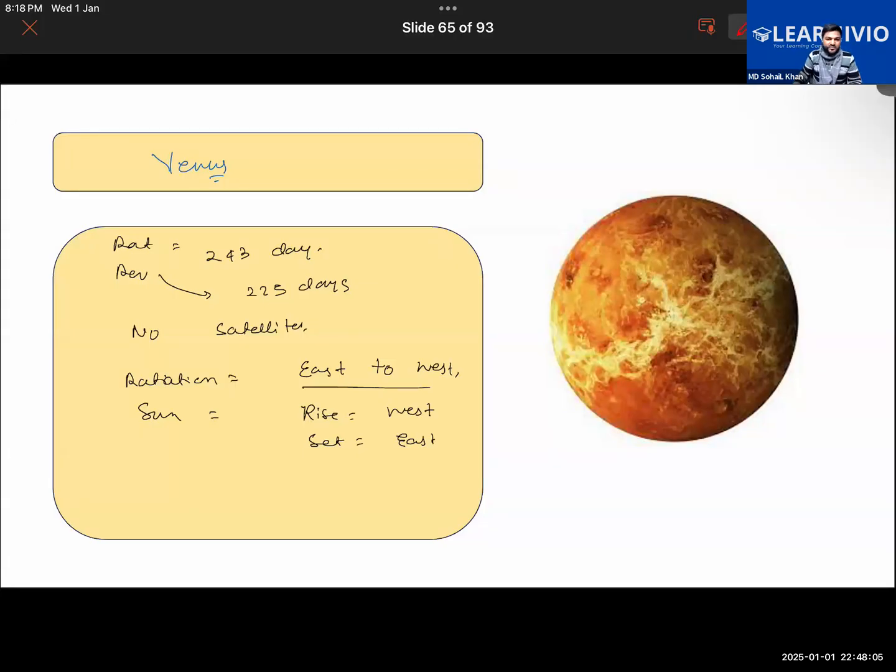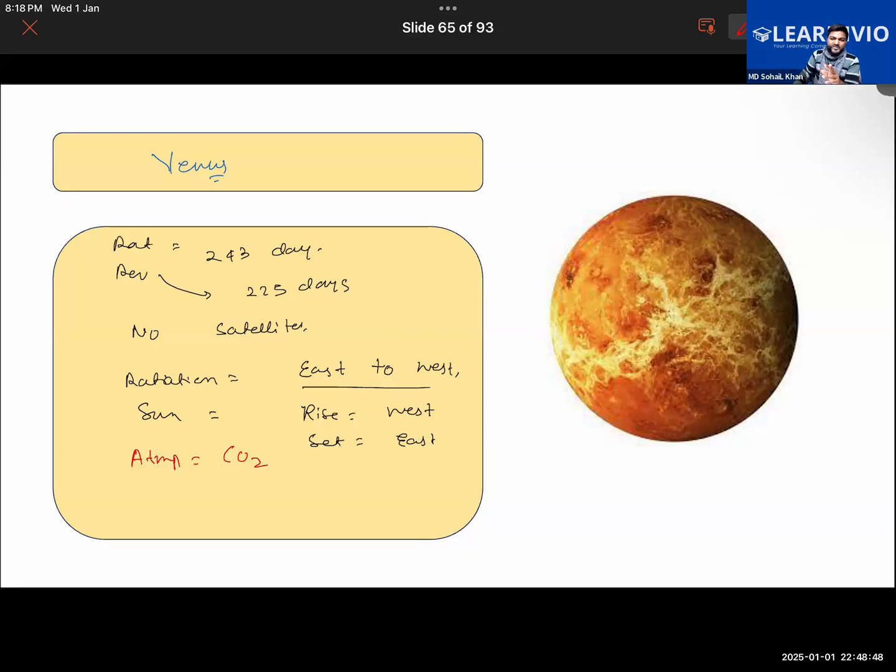It has a very dense atmosphere, and the atmosphere of Venus usually consists of carbon dioxide gas. Keep that in mind. Venus is the brightest planet in the night sky. In fact, Venus is the brightest object in the night sky except the moon. We can easily recognize Venus because of its brightness, and it appears very bright because it is cloudy. Its cloudy atmosphere reflects 75% of the light which it receives from the sun.